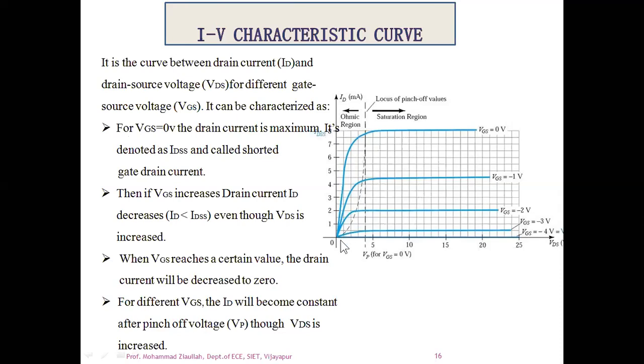You can see here that when VGS is equal to zero, the current is almost maximum. You may also call it the shorted gate drain current, and it will enter into the saturation region once it reaches its pinch off value. That particular pinch off value is already defined, and we represent it by VP.